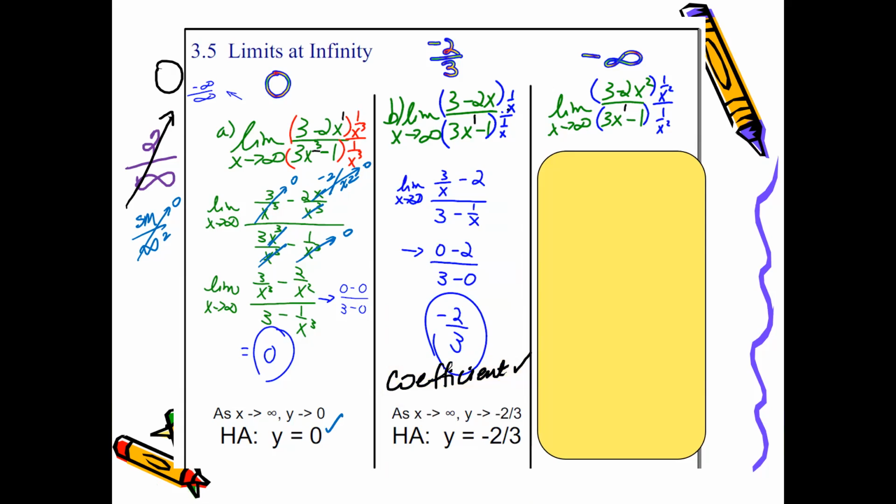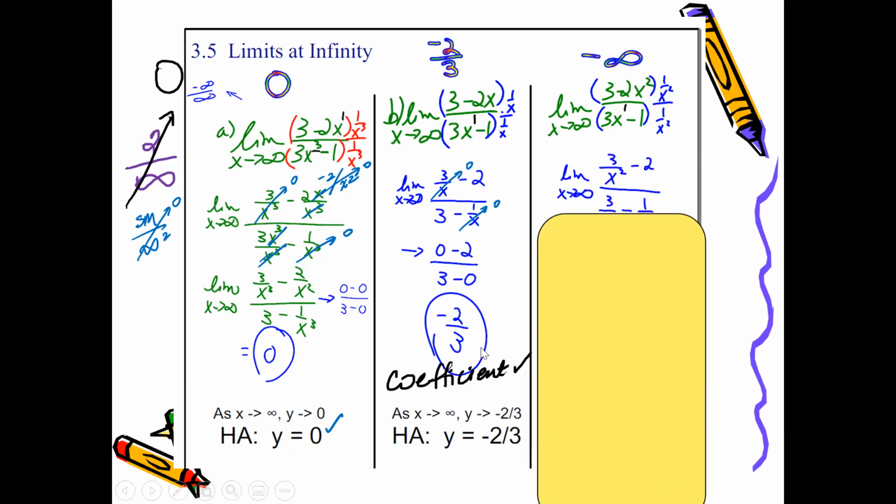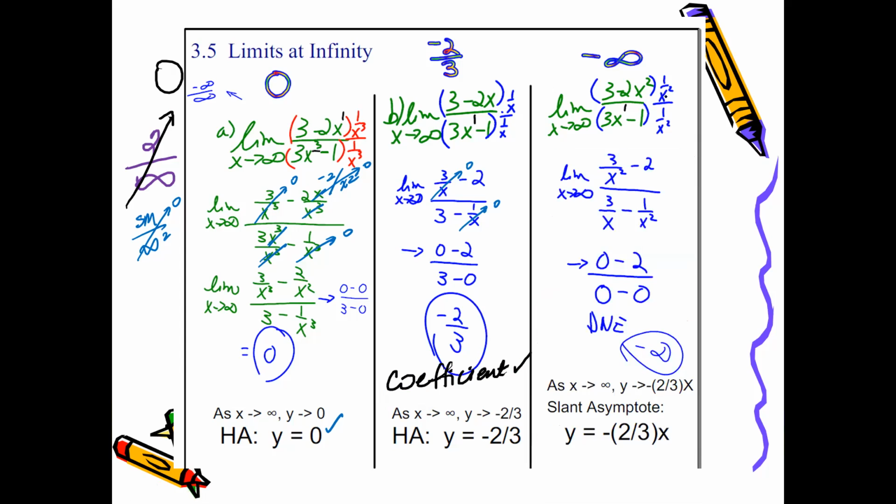If you divide top and bottom by x, I have 3 divided by infinity, which is going to be 0. So you have a -2. Then here, that becomes 0. Then what ends up happening is 0 minus 2 over 3 minus 0, which is just y equals -2/3, which is exactly what you had before using the 3 rules.